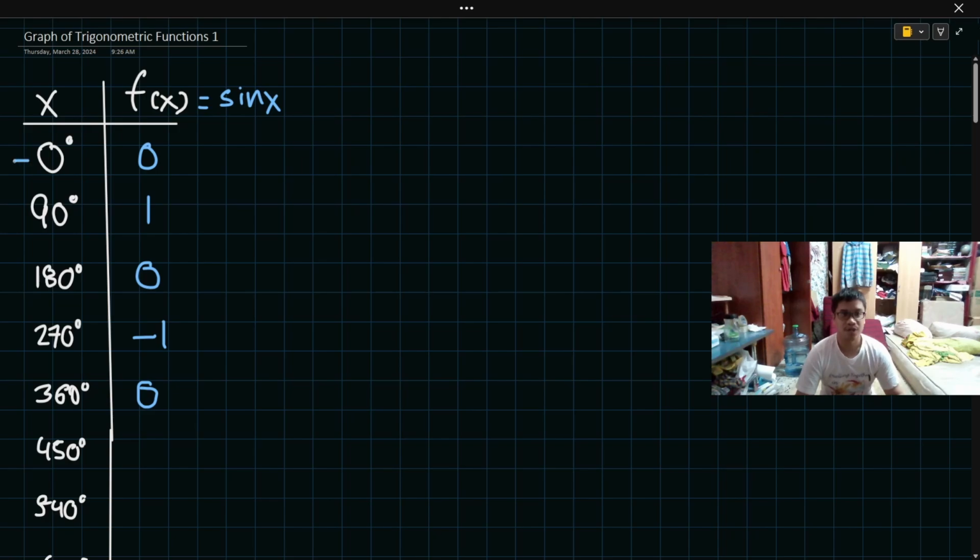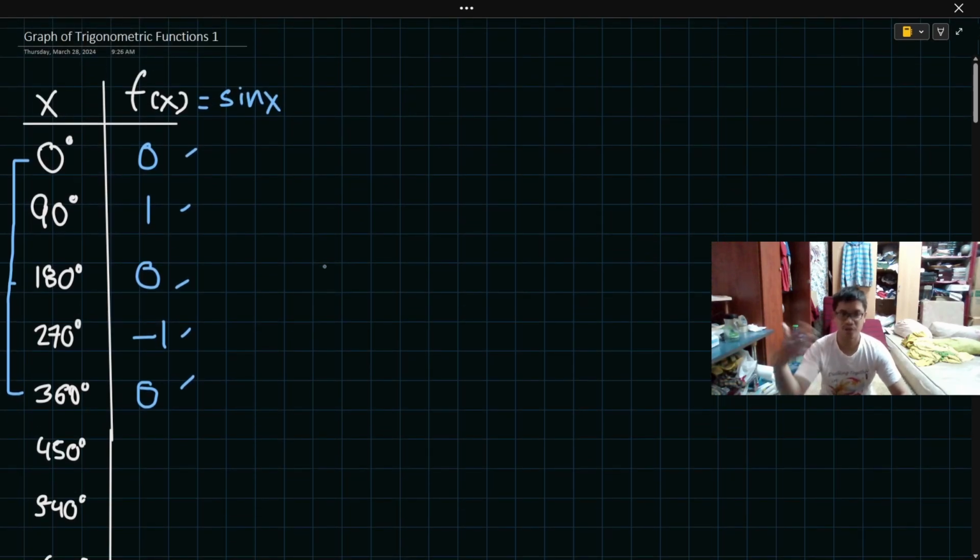So far, from 0 degrees to 360 degrees, this is, by the way, one full complete rotation or revolution, right? Because one whole revolution or rotation is 360 degrees. So from 0 degrees to 360 degrees, we have the given y values or f of x. And I think you would notice the pattern: 0, 1, 0, -1, 0.